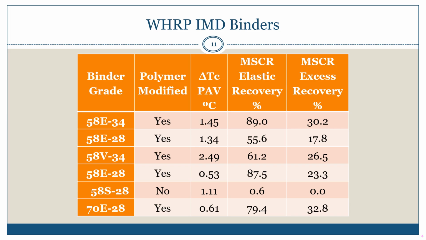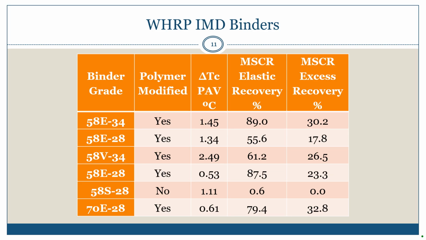We used a fairly wide range of binders. Most of these were of the sort you would find in Wisconsin and Minnesota, 58-28s, 58-34s. We did throw in one stiffer binder, a 70-28, as a way to make sure that the results were robust and would apply to a wide range of binders.